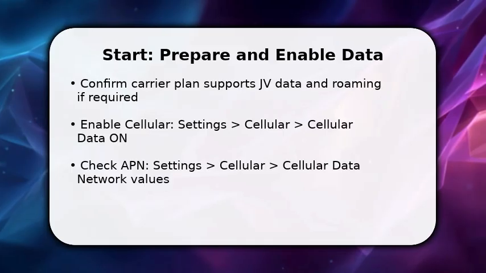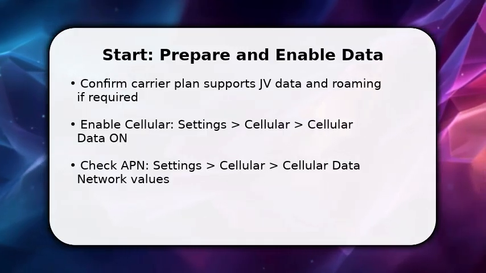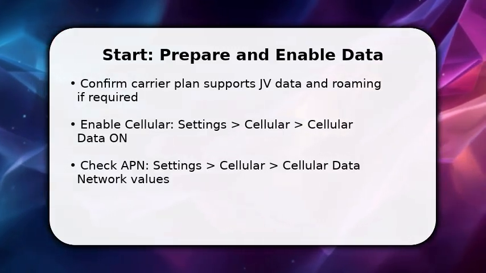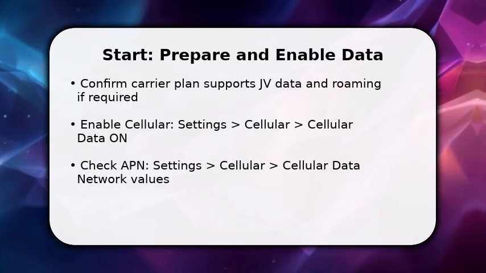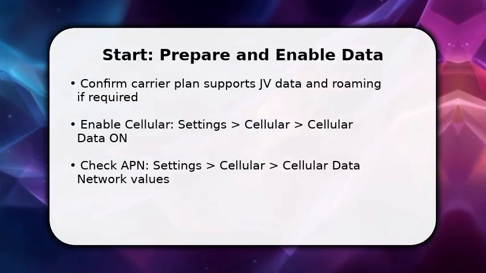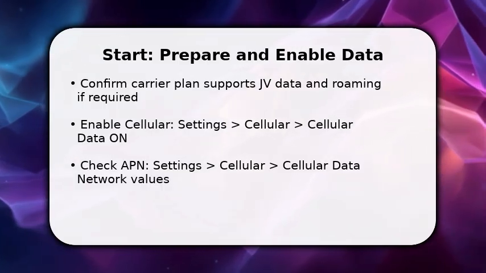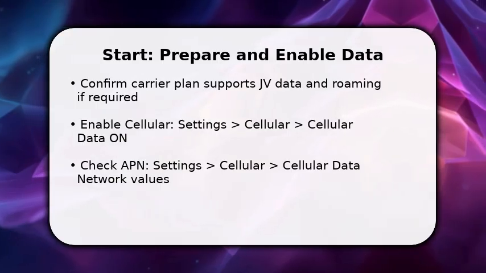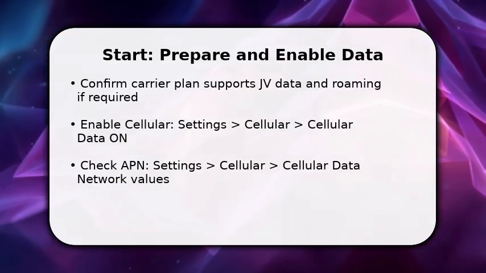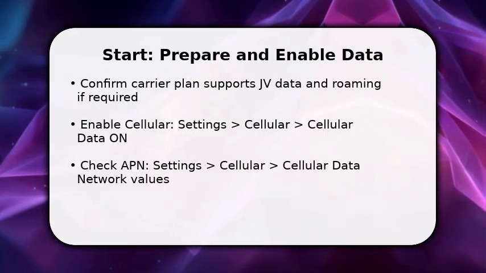You begin by confirming your carrier plan supports the JV data profile and any roaming you might need. Once done, open Settings and toggle Cellular Data on, then make sure Wi-Fi is off to force the cellular connection. Next, verify or enter the APN settings under Cellular Data Network so your phone can authenticate correctly.